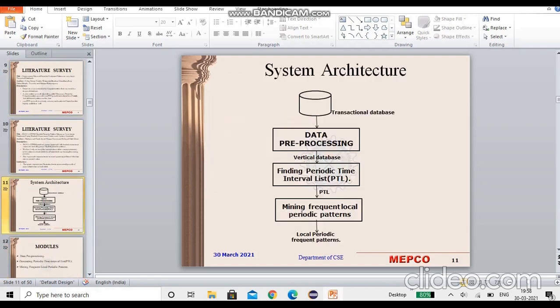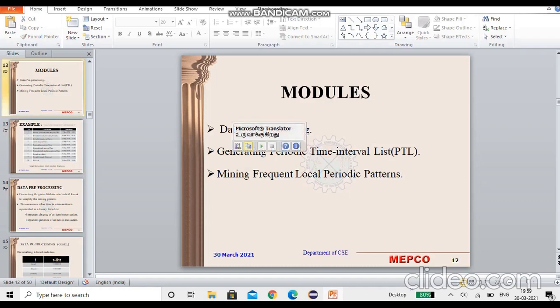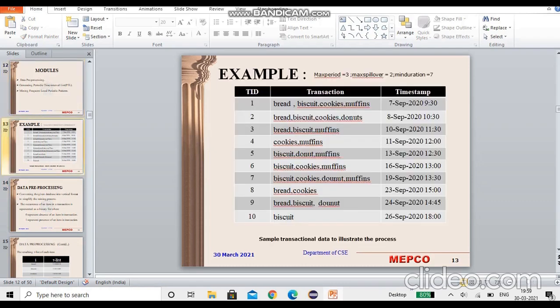System architecture: the input is the transaction database, which is given to the data pre-processing module, and the output of the data pre-processing module is the vertical database. That vertical database is given as an input to the next module, finding the periodic time interval list, and the output of that module is the PTL. The PTL is nothing other than that time interval list, and that list is used as an input to the third module, mining frequent local periodic patterns, and the output of that module is the local periodic frequent patterns. These are the three major modules present in our project.